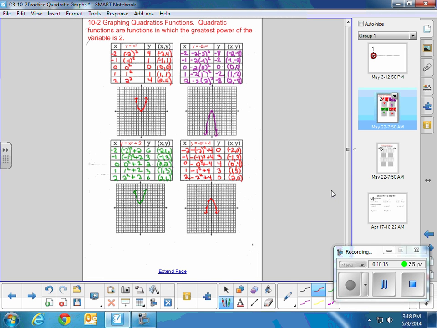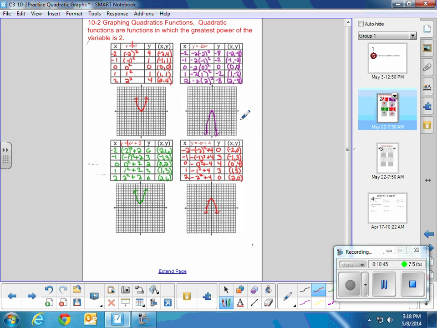Now, if you take a look at all 4 of those examples, 2 of them on the left side are going upwards, and the 2 on the right are going downward. If you take a look at the equations, the ones that have a positive coefficient of x, meaning the number in front of the variable being positive, are opening upward. This would be a positive 1. This would be a positive 1.